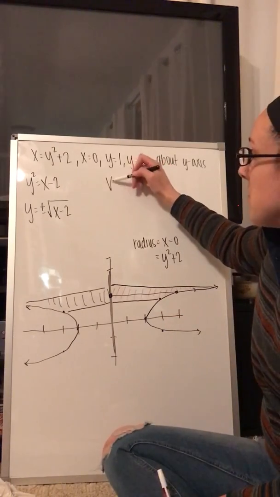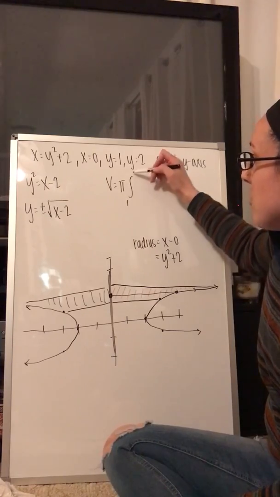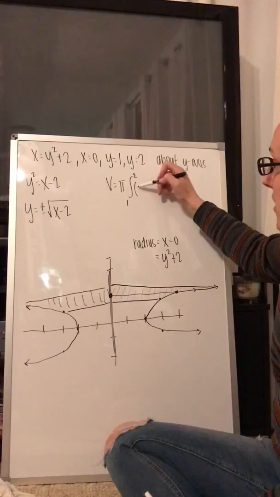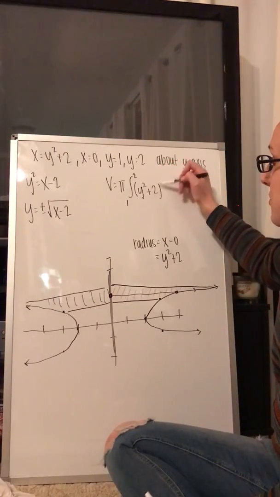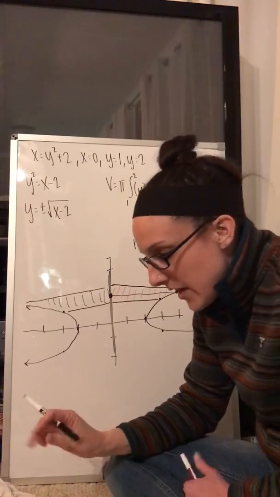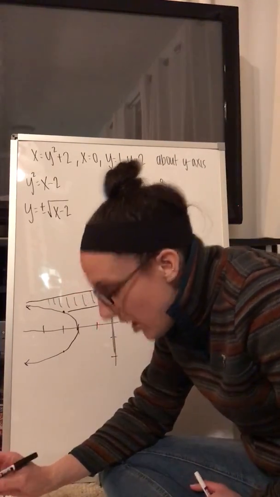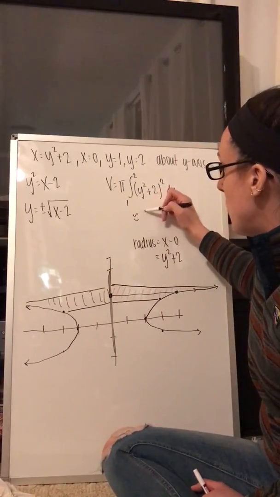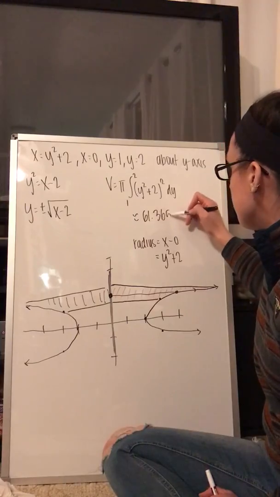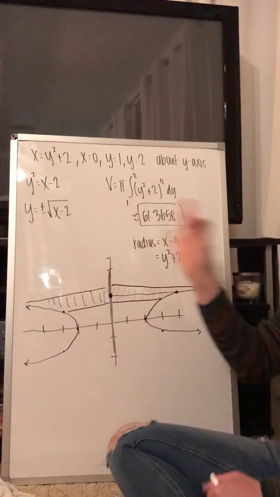So when I go to plug into my volume, it is pi times the integral from the y value of 1 to the y value of 2, which we were given up here, of my radius, y squared plus 2, squared, dy. And when you calculate that out, again using your graphing calculator in terms of x, that should give you a volume of approximately 61.3658. And that would be the volume of that solid rotated about the y-axis.